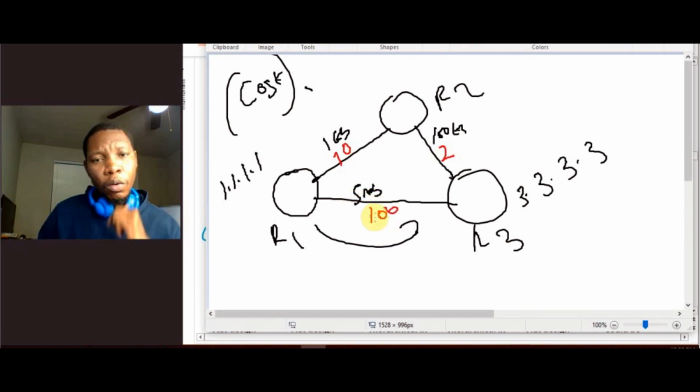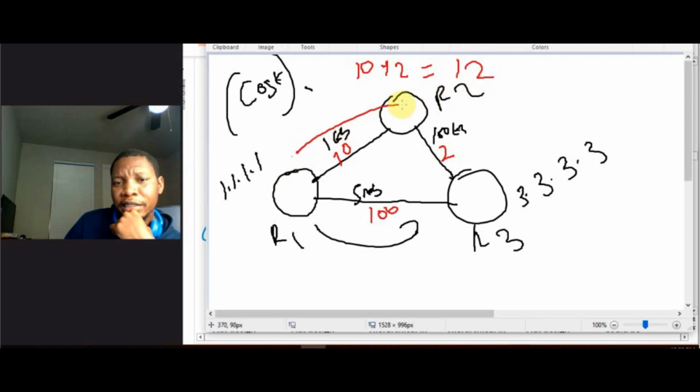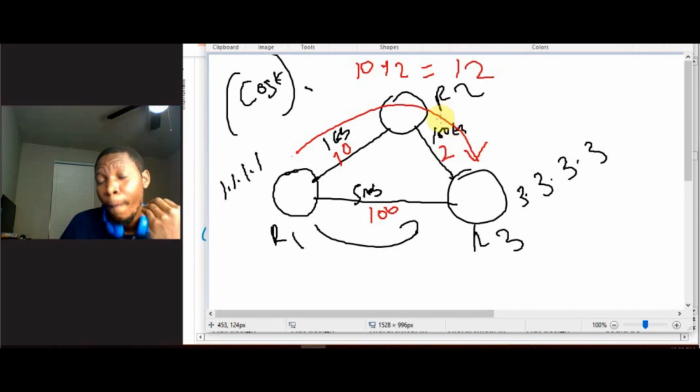100. So when OSPF looks at this, it's going to take this path because it calculates the total cost for me to reach 3.3.3.3 from router 1. The cost to get to router 2 is 10. Then the cost from router 2 to get to router 3 is 2. 10 plus 2, so my total cost is 12. So router 1 has a total cost of 12 if it takes this path. And that's what OSPF is taking into consideration, also IS-IS. But if I was taking this other path, the cost is 100.